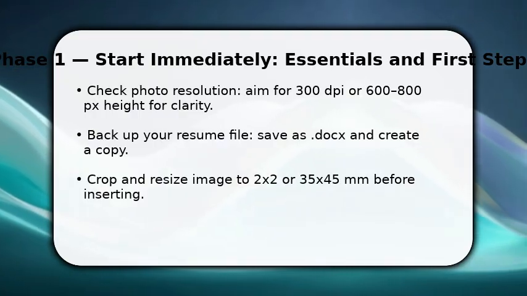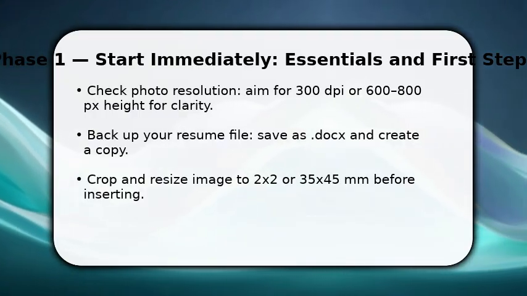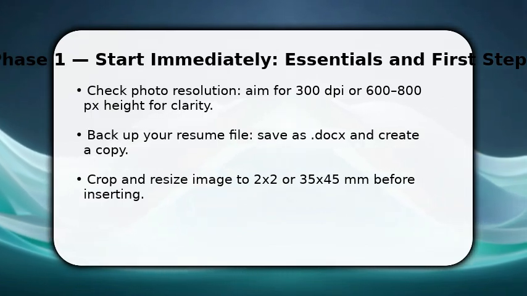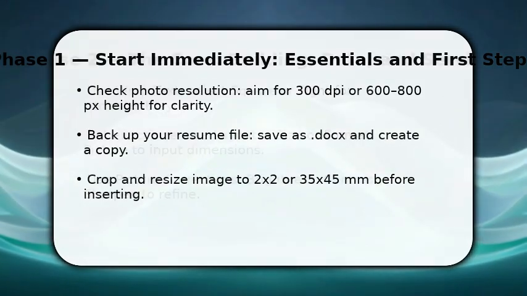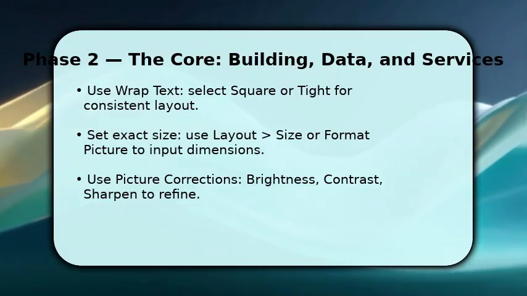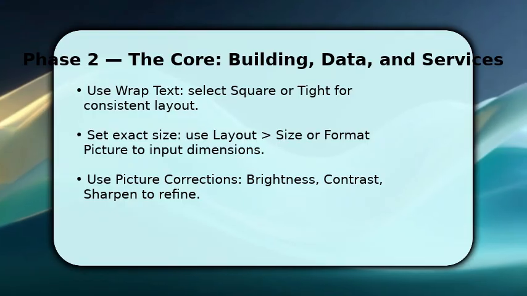Now insert the image into the document using Insert Pictures, so placement and formatting steps come next. Make sure to keep the backup copy as you work. Once the image is in place, click it and choose Layout options. Pick square or tight wrap so text flows predictably.